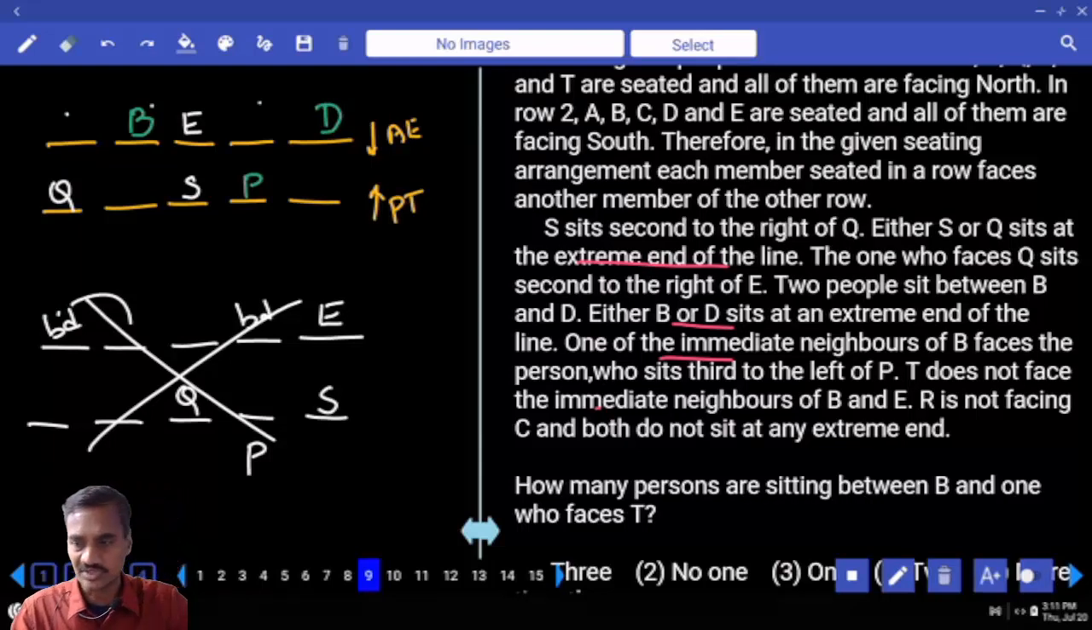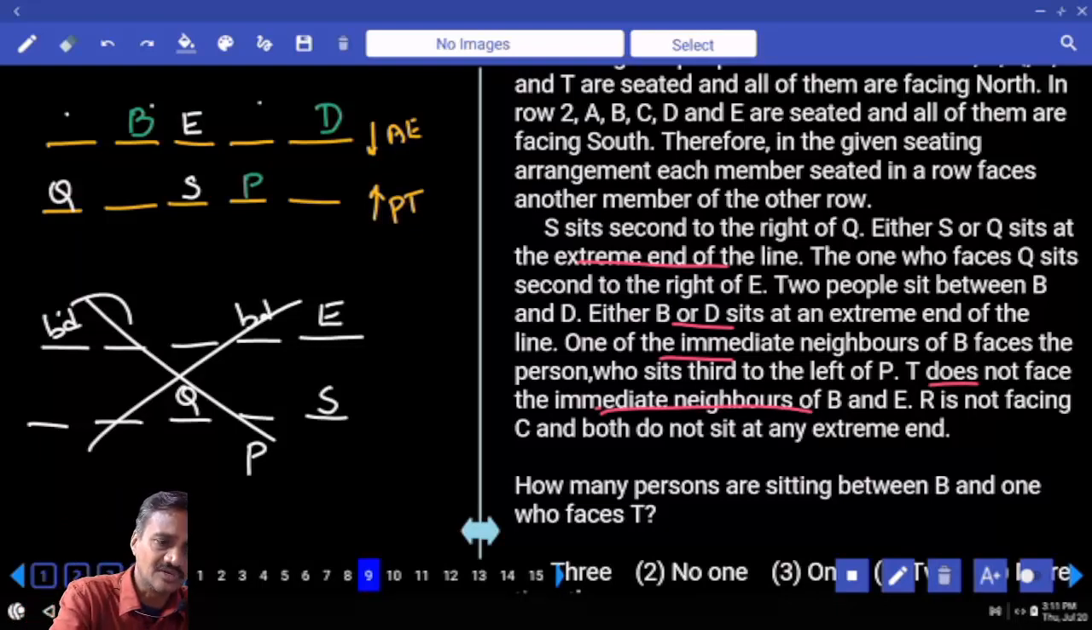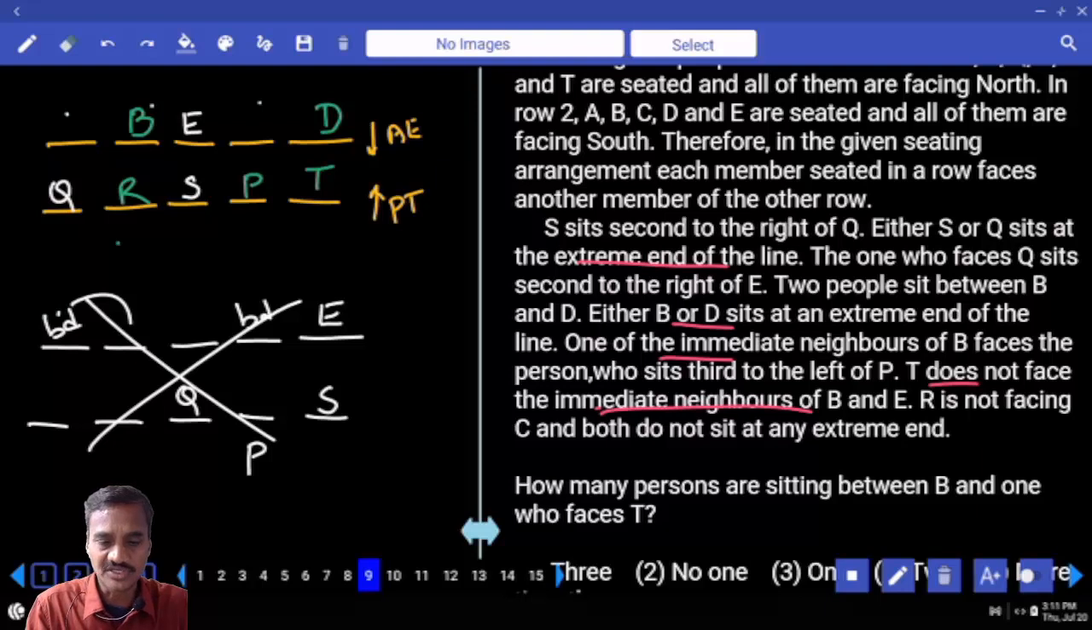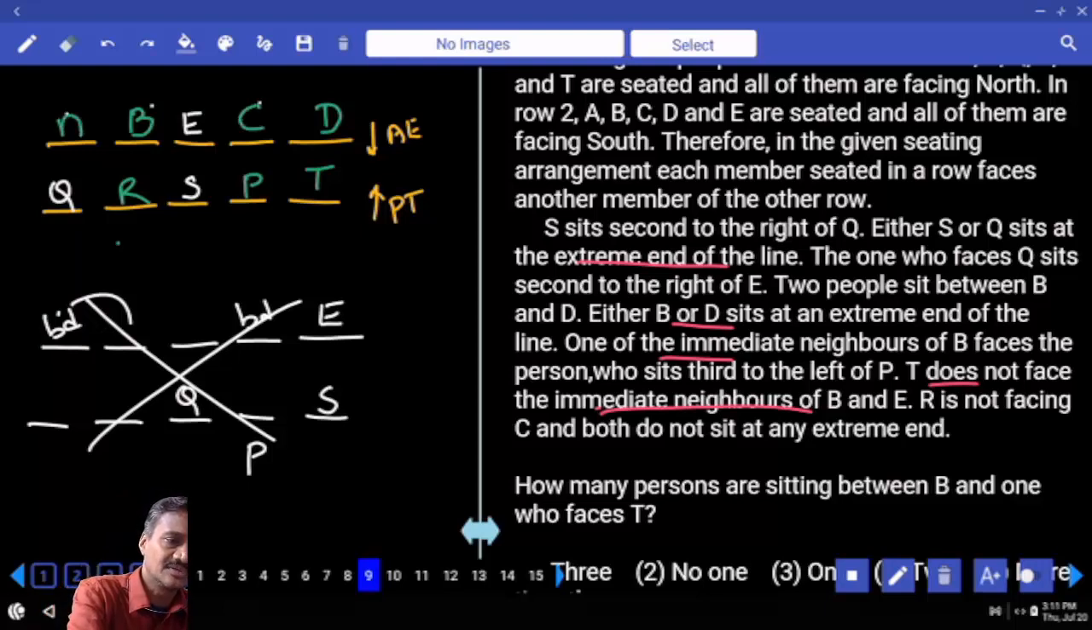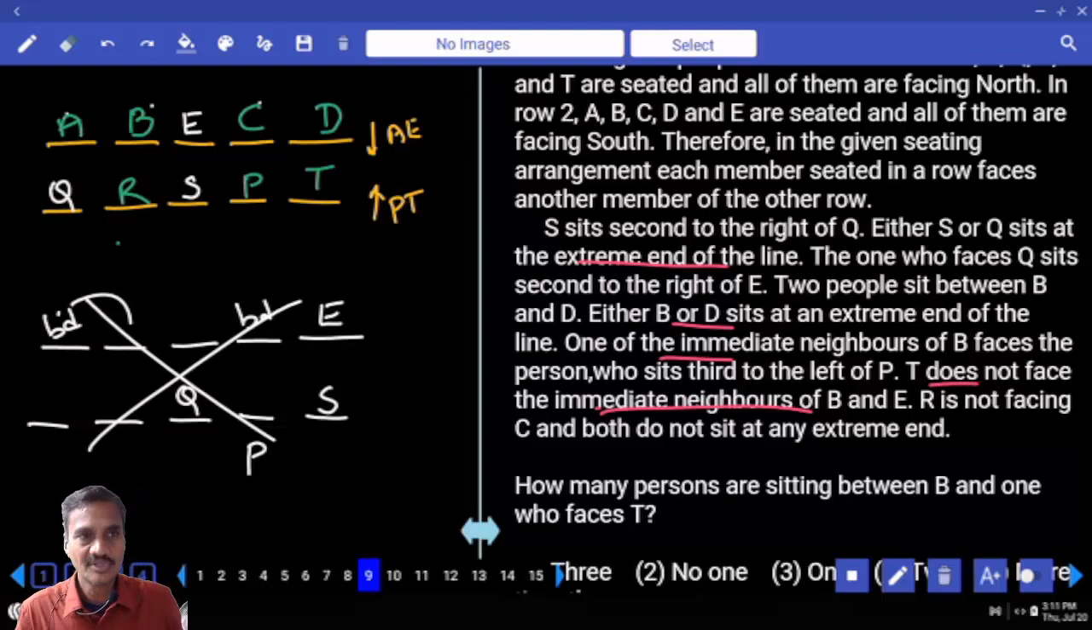Then coming to the next one, T does not face the immediate neighbors of B and E. Hence T cannot be in this place, and T must be here, isn't it? If T is here, then who is the person left here? R is the person. R is not facing C, and both do not sit at the extreme end. R and C are not at the extreme end. C is here, then A will be here. Clear? Now this is about question numbers 9 to 12.